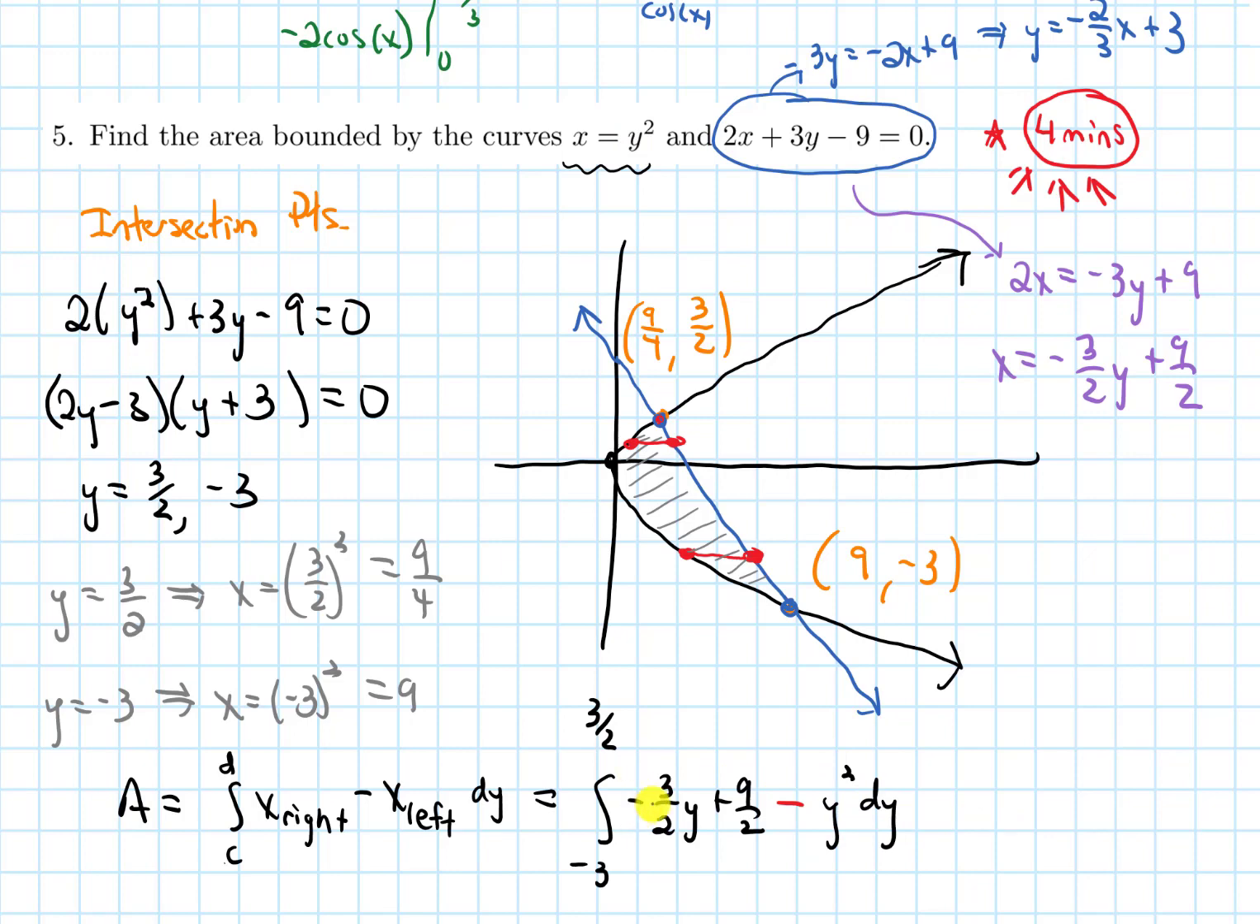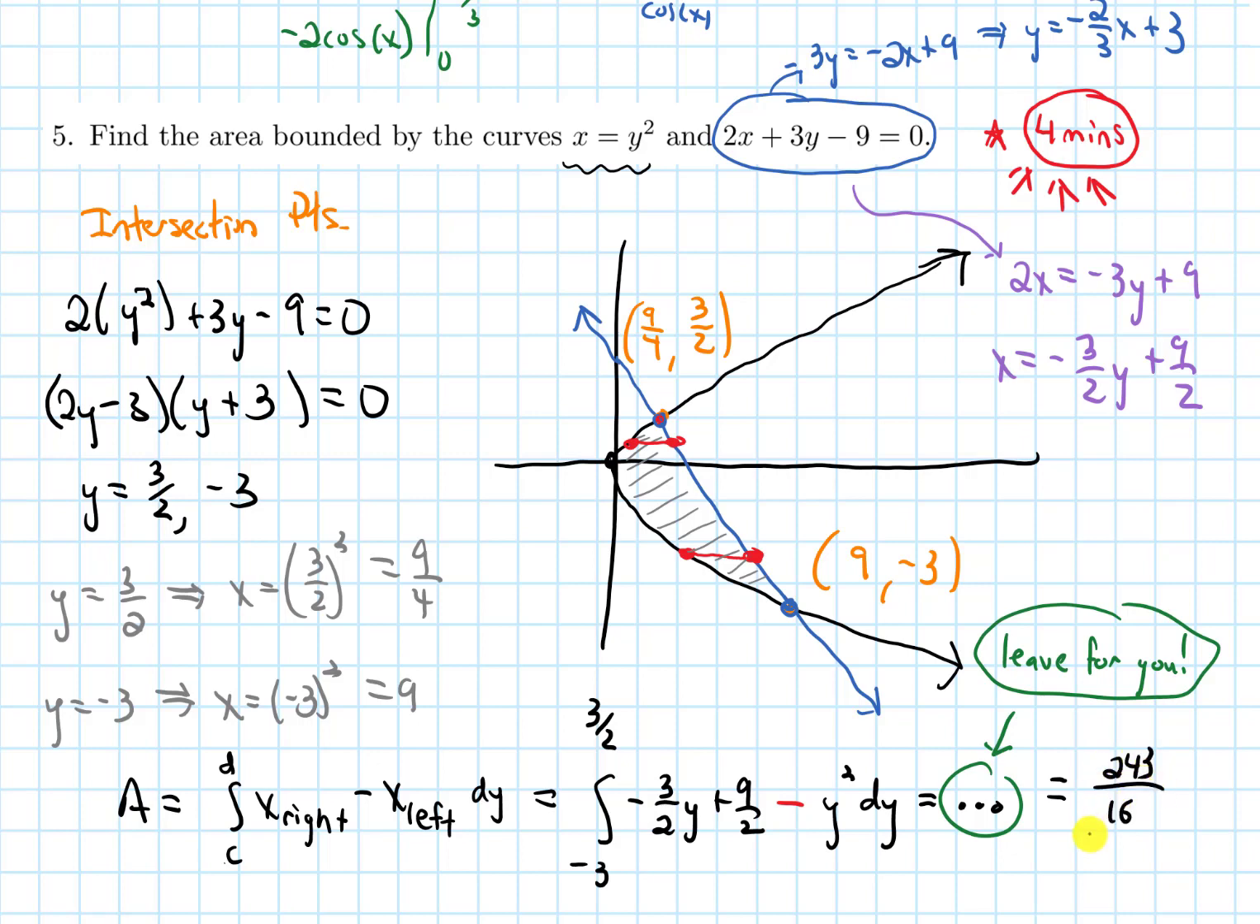From here, it's just an easy antiderivative. I plug in and I evaluate. So this will be equal to, I'm going to leave those details for you and tell you that the final answer will be 243 over 16.